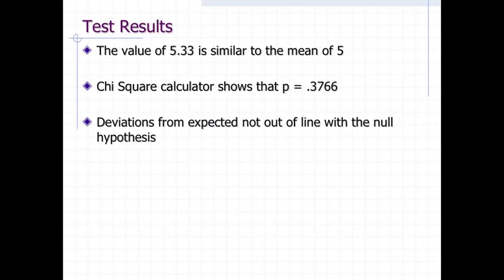In other words, the deviations from the expected frequencies are about what would be expected if the null hypothesis were true. The chi-square calculator can be used to determine that the probability of a chi-square of 5.33 or larger is 0.3766. Therefore, these data are consistent with the null hypothesis that the die is fair. Of course, the data do not show the null hypothesis is true. They just don't contradict it.